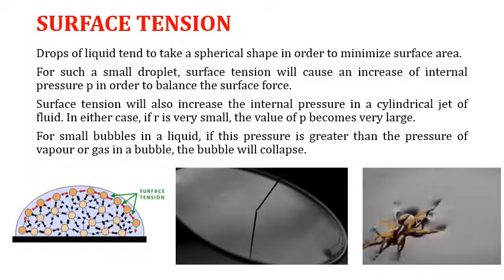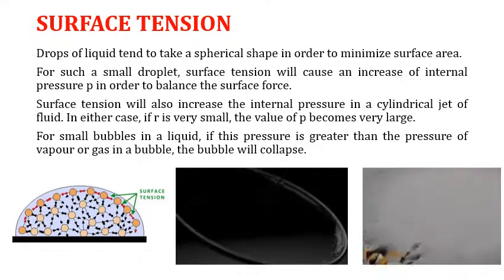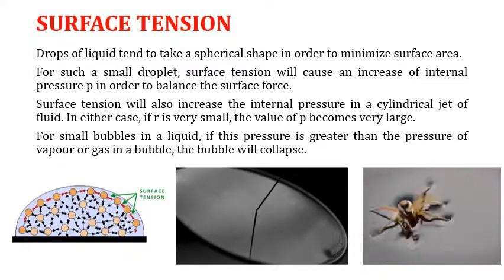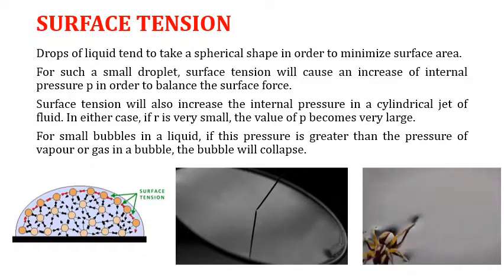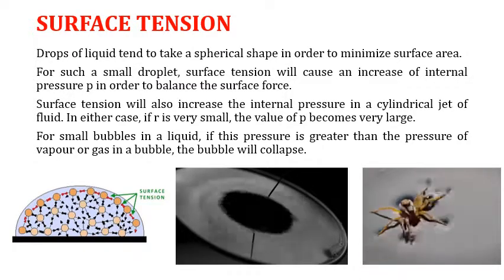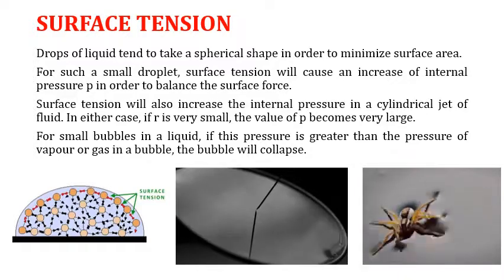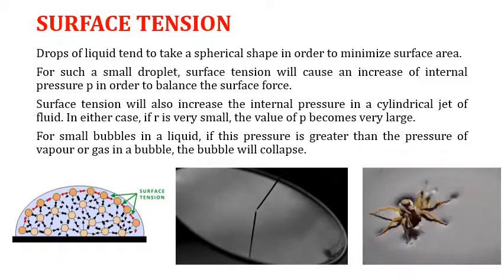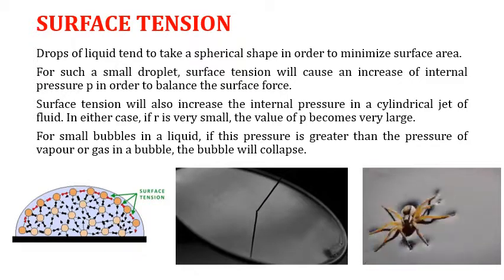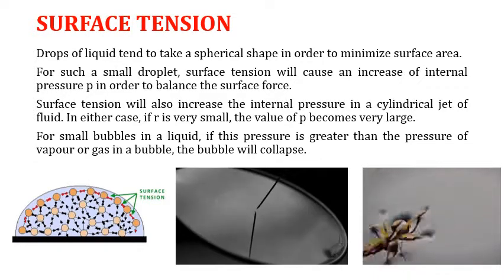Surface tension will also increase the internal pressure in a cylindrical jet of fluid. In either case, if R is very small, the value of P becomes very large. So actually we are going to determine the expression for surface tension in a droplet and then in a cylindrical jet. There you will be more clear about this. And for small bubbles in a liquid, if this pressure is greater than the pressure of vapor or gas in a bubble, the bubble will collapse.